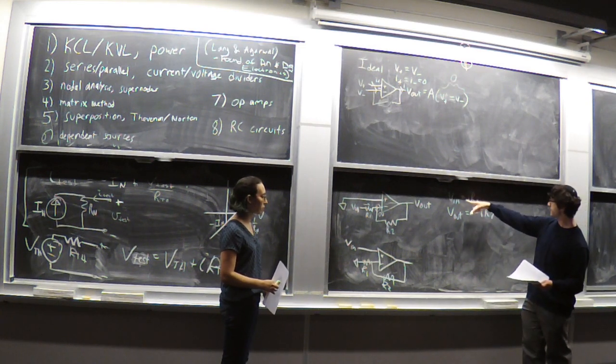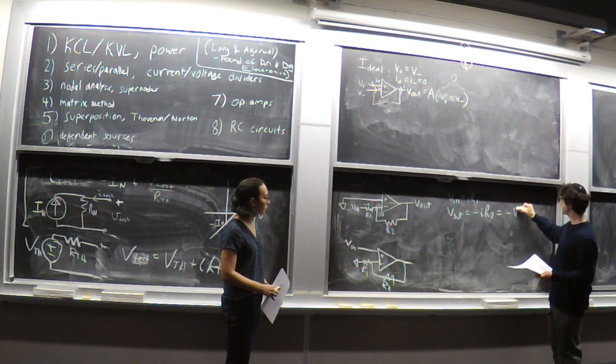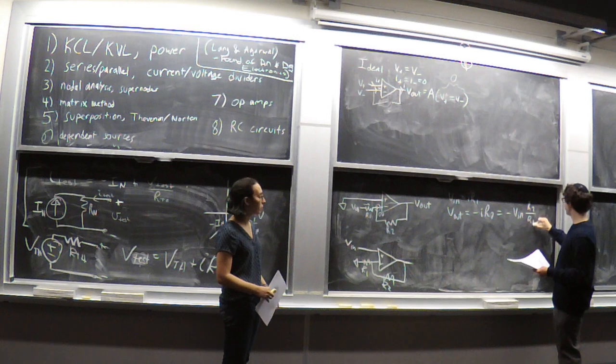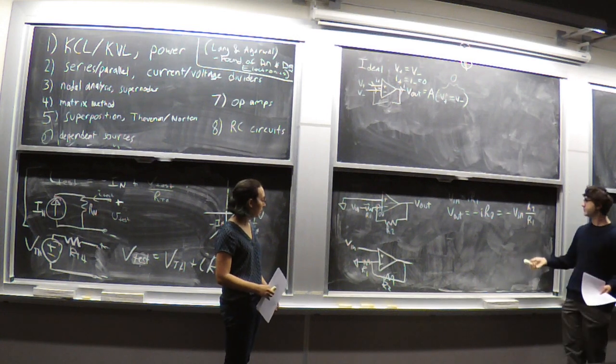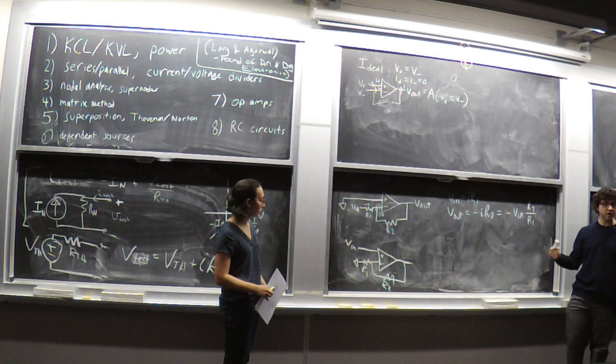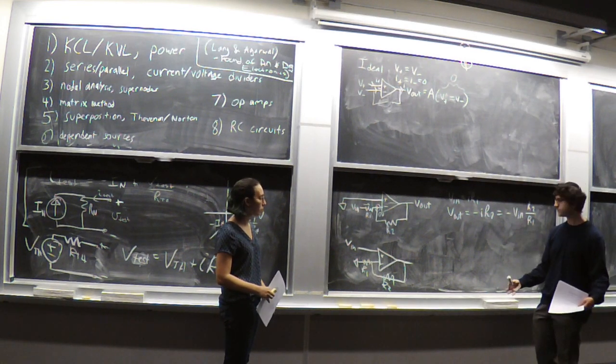But now we can say that I is V in over R1. So we get minus V in R2 over R1. This is called an inverting op-amp because we have this negative sign here. V out is proportional to the negative of V in. Generally, we don't really care about that. What we care more about is the magnitude of the output.